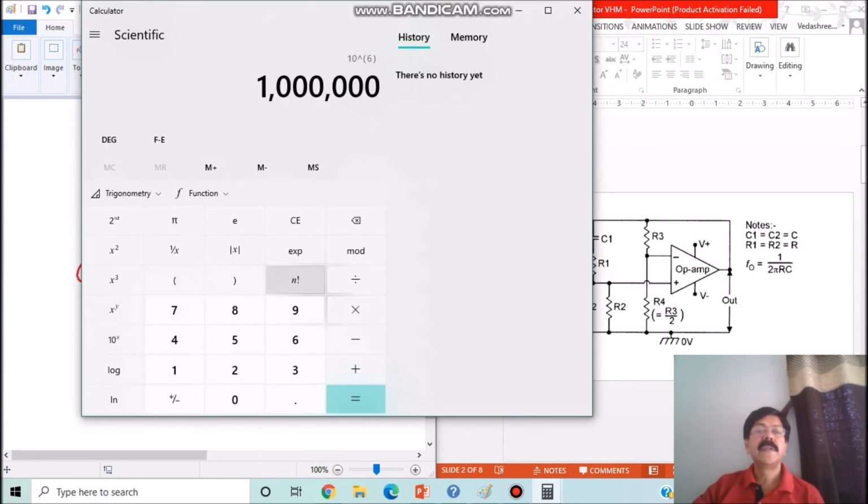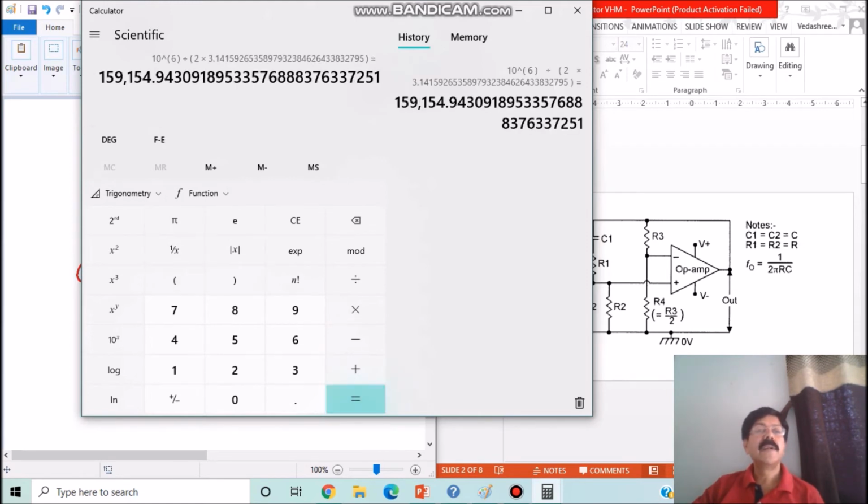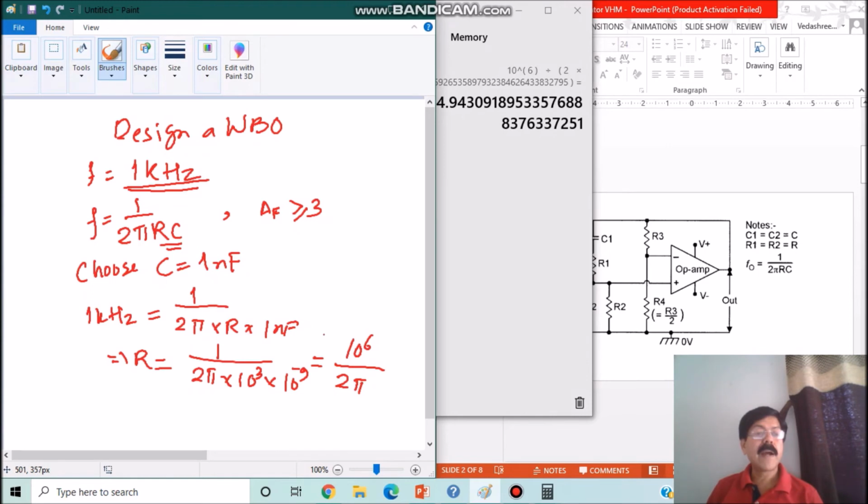So if I solve this, 10 to power 6 divided by 2 into pi, I get a value of 159.15 kilo. So I can approximate this as nearly 159. So I have got the value of 159k.